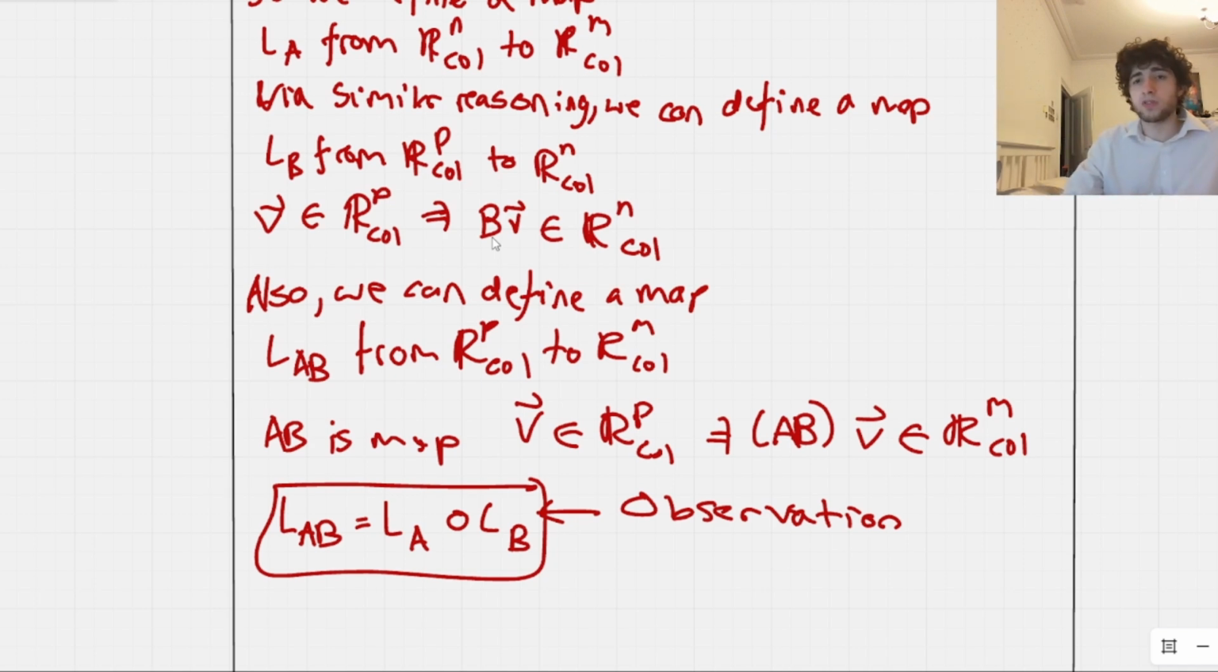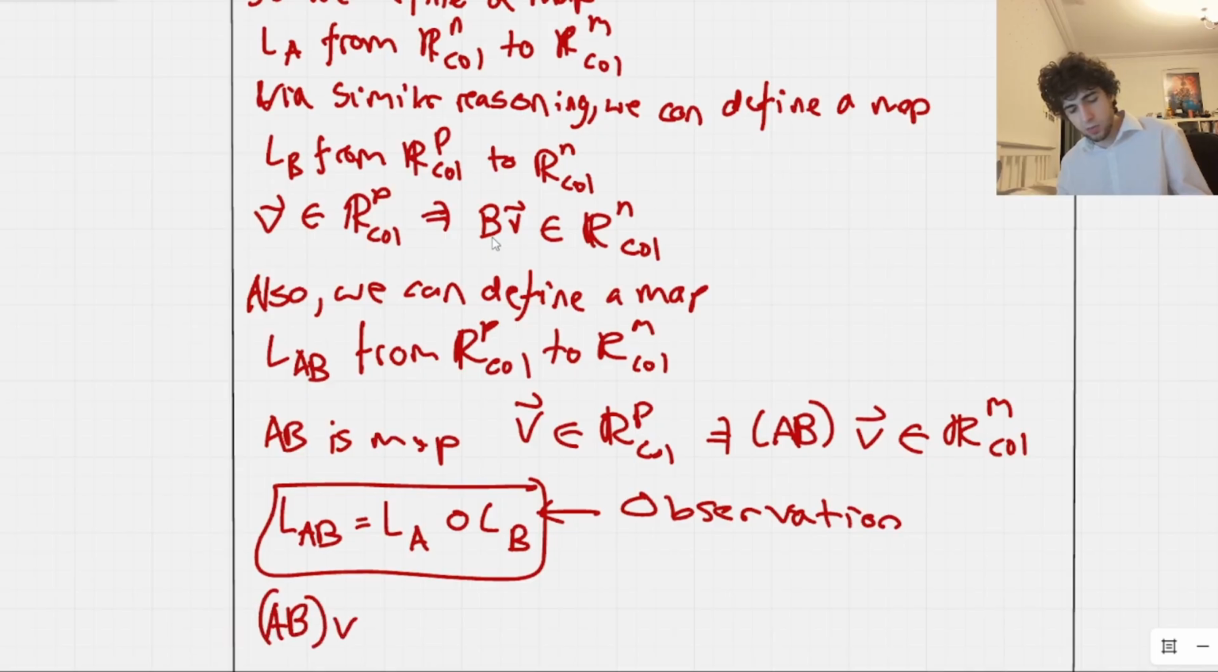Although this is also equivalent to saying the following. Okay, so it's equivalent to me saying AB multiplied by B is the same as effectively A multiplied by BB. Okay, so because obviously LB is doing this, and then you compose that with LA, so you're doing A multiplied by that, and LAB is just this.